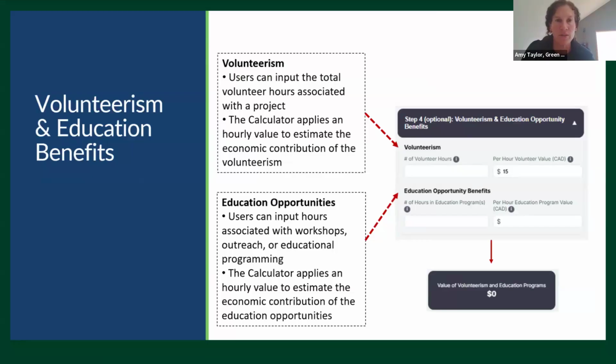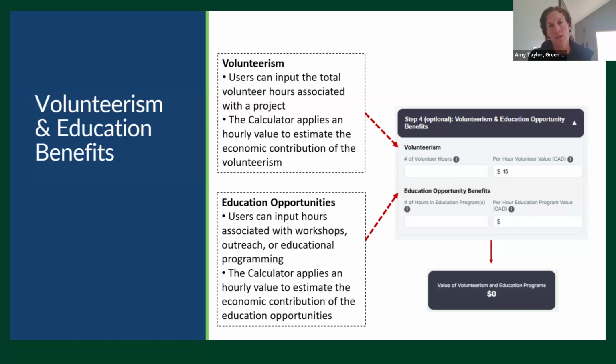So when it comes to volunteerism, users can input the total hours associated with their project, and the calculator then applies an hourly rate, dollar per hour, to estimate the economic contribution of that volunteerism. And the same for education. If users know the number of hours that were associated with workshops, outreach, other education programming, those hours can be entered, and a dollar per hour will be assigned to estimate the economic contribution of those economic opportunities.